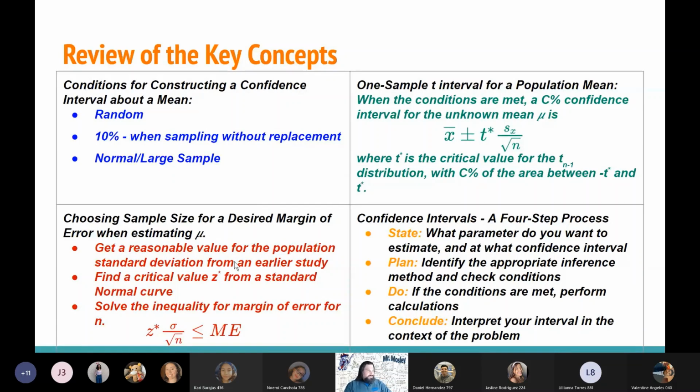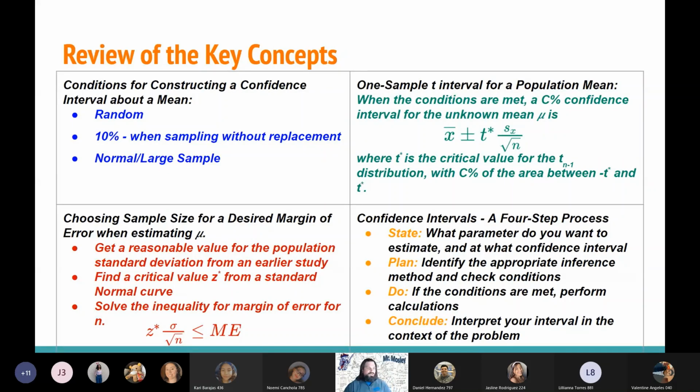We can also choose a sample size for a desired margin of error when estimating mu. To do this, we must have something to use as the standard deviation, either the standard deviation from a pilot or previous study or from a sample. Right? We need to have a standard deviation to use. We then find the critical value z star from table A, standard normal curve, and we solve the inequality for margin of error for n, and that's z star times standard deviation divided by square root of n is less than or equal to margin of error. We rearrange that and solve for n.